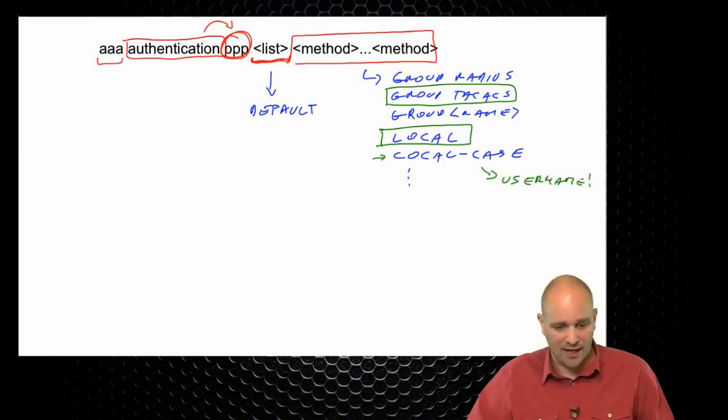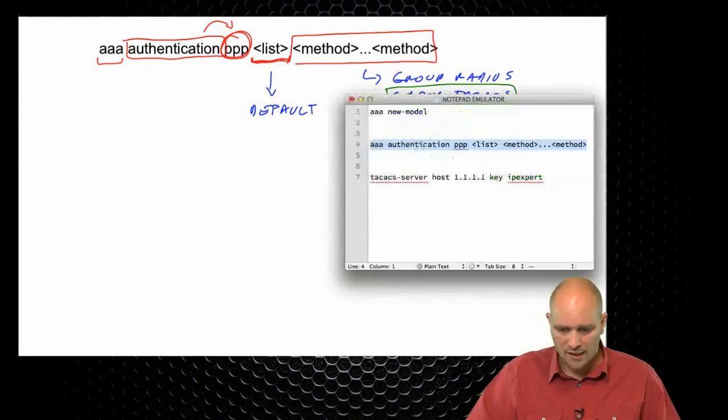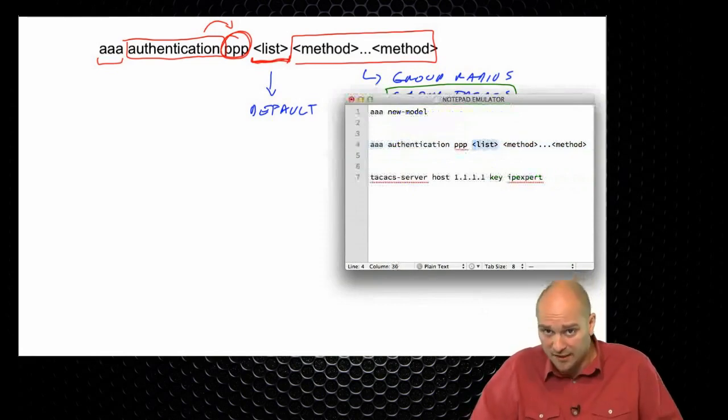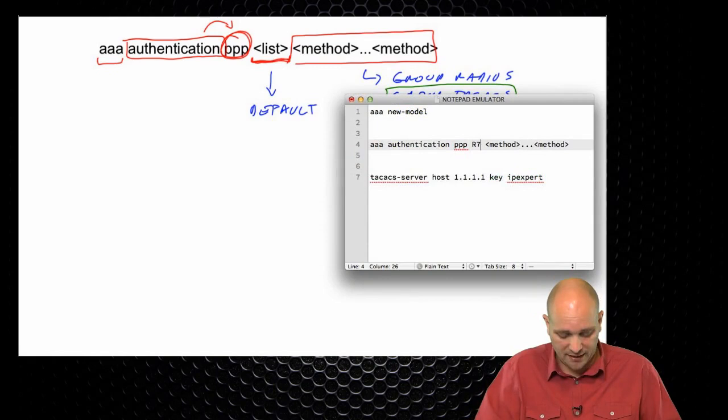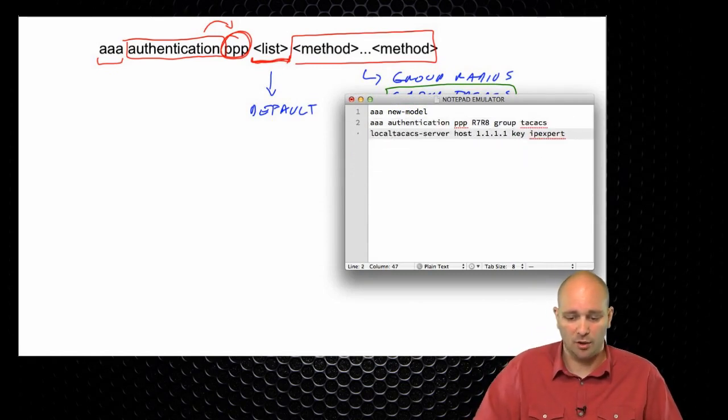So the actual command line that we need to enter here is aaa authentication ppp, and then we need to specify the list. The list can be anything, it can be default, but let's use something else. So let's say R7_R8. And here in the method list, we need group tacacs+. And finally, we need to specify the local database.